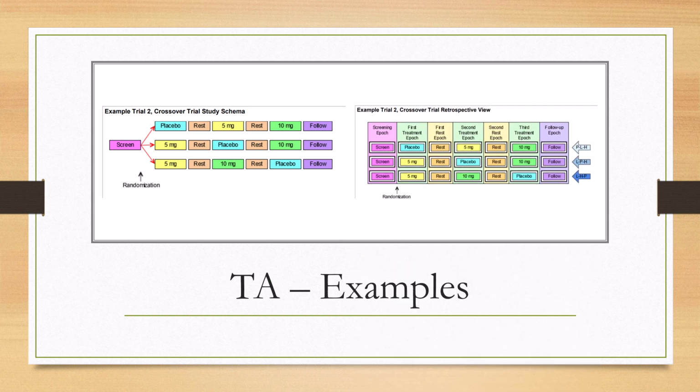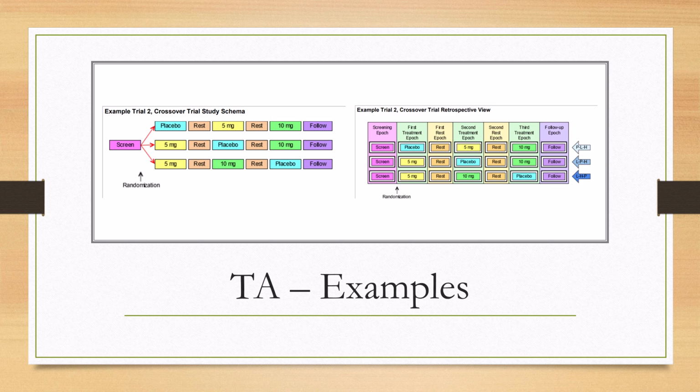Again, if we segregate the general diagram of the crossover study into different epochs, you can see that the screening epoch is common for all the three arms. Then we have the first treatment epoch, the first rest epoch, then the second treatment epoch, the second rest epoch, the third treatment epoch, and a follow-up epoch. Please note that the first order, or the first group, is being given a coded value of PLH, which is shown in the arrow.